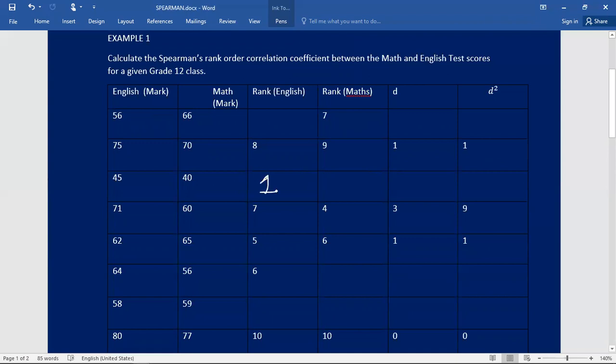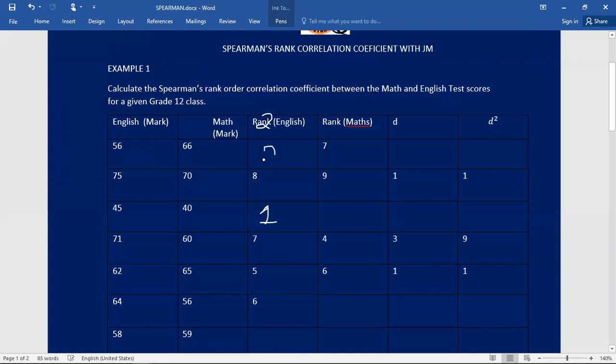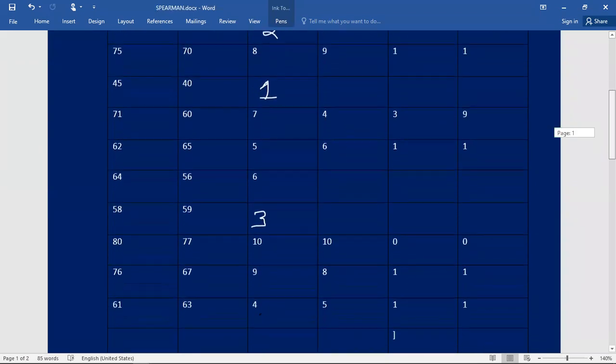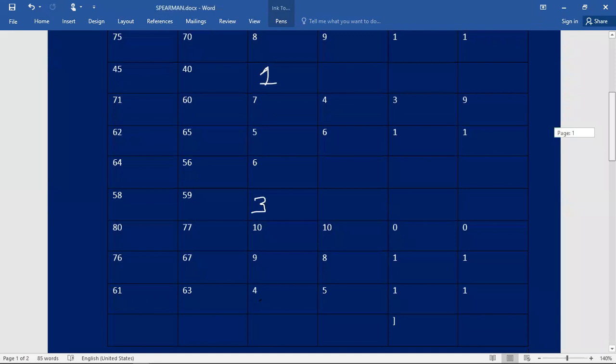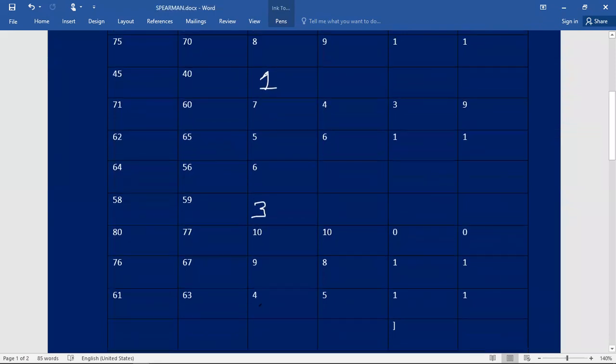Then after 45, we have 58 and 56, meaning that 56 will have a rank of 2, and 58 will have a rank of 3. Then, as you can see, the one that has a rank of 4 is 61. Then the one that has a rank of 5 is 62, and so on, which means we are okay. So you arrange all those from the lowest to the highest.